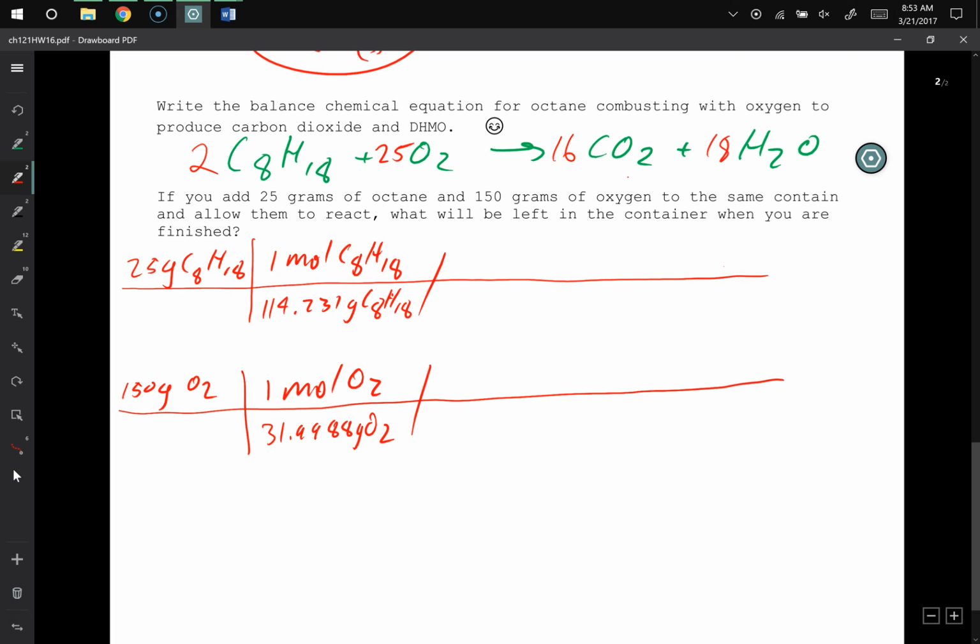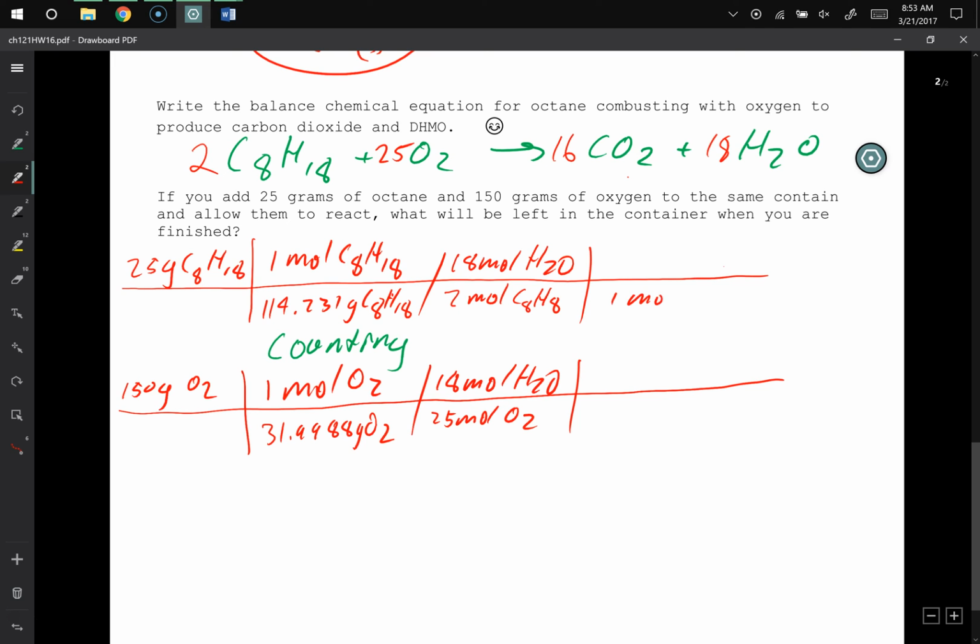Okay, so what's this first step do in both of these calculations? I'm getting rid of the grams, but I'm counting how many octanes and counting how many oxygens are actually in this container. So I look up at the balanced chemical equation, and for every 2 moles of C8H18, there are 18 moles of H2O. And then for every 25 moles of O2, there's 18 moles of H2O.